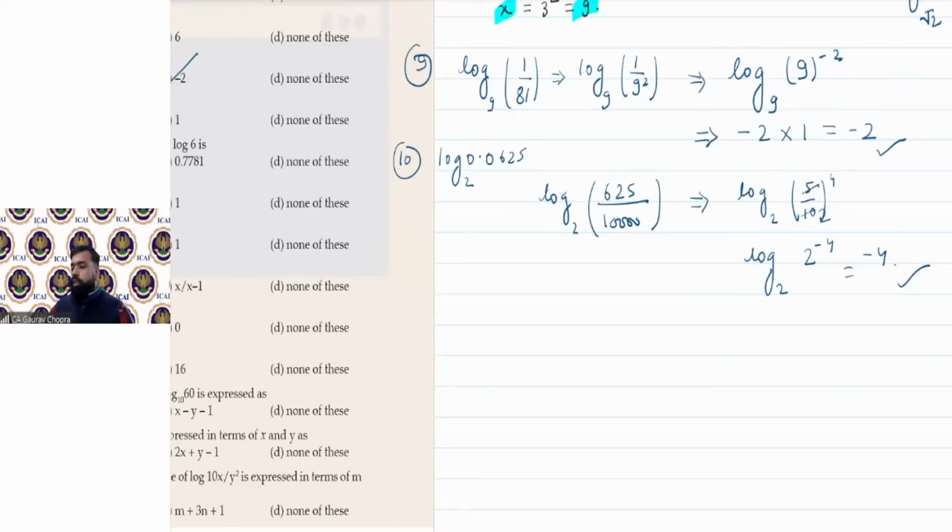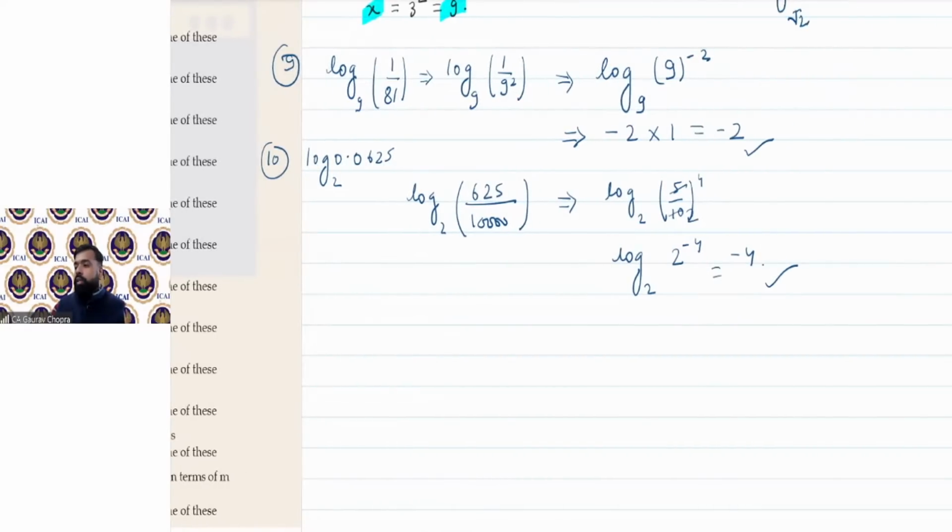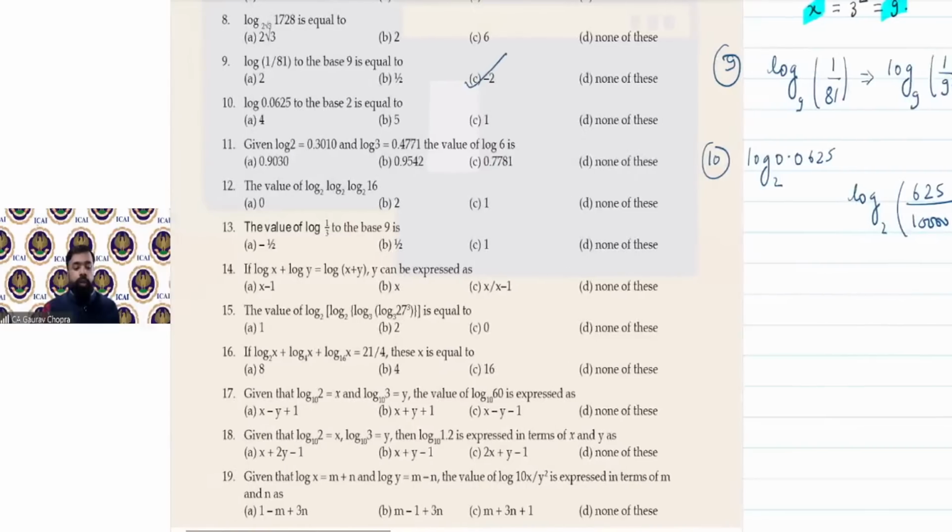Adib is asking why we have multiplied minus 2 by 1. See, power is getting multiplied by the given value. So what is the value? Log 9 base 9 is 1. Therefore, minus 2 multiplied by 1 gives you minus 2. Here also, minus 4 multiplied by 1 will give you minus 4. So for question number 10, minus 4 is correct. So you have to select none of these.